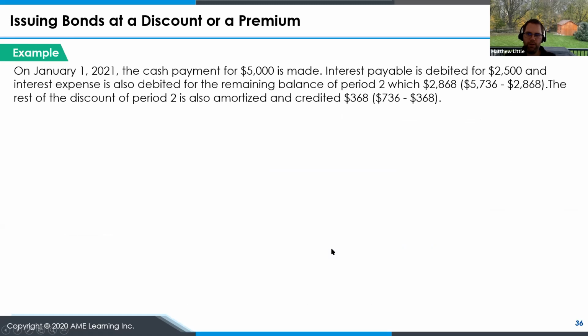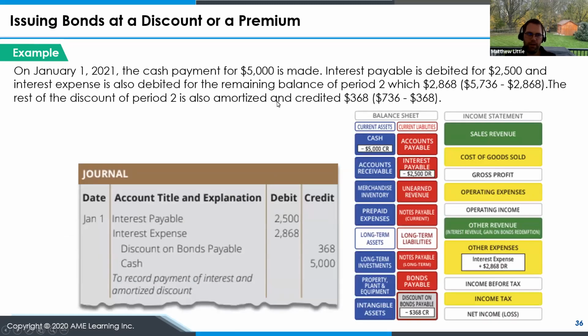And then moving forward, if on January 1st we made the payment of $5,000, we would reduce or credit our cash $5,000, reduce our account interest payable, debit $2,500, and then the balance of the transaction would be amortization of 3 more months of discount on the bonds payable of $368, and then a debit to the interest expense for those 3 months, which would be the $2,868 as per our table of calculations.